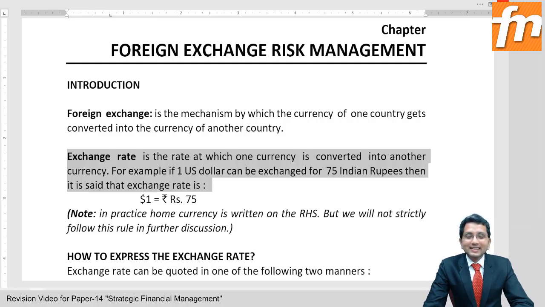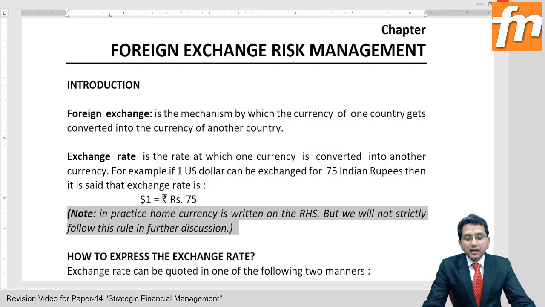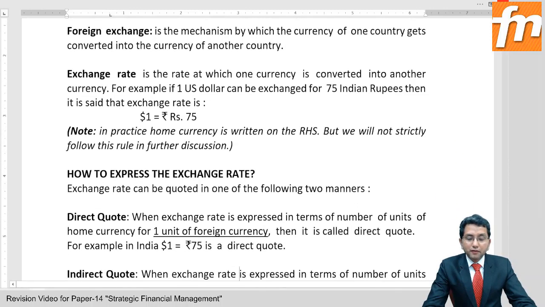What is exchange rate? Exchange rate is the rate at which one currency can be converted into another currency. For example, $1 is equal to 75 rupees. That is the exchange rate. Okay. Now, in practice, the home currency is written on the right hand side, but we will not strictly follow this rule in further discussion. Usually, home currency is written on the right hand side and the foreign currency is written on the left hand side in India, but that is not compulsory. The practice may change from place to place.